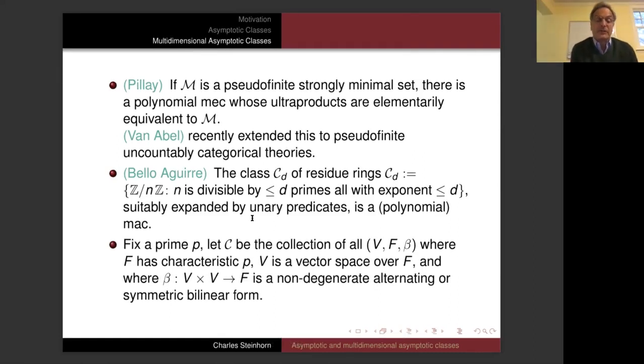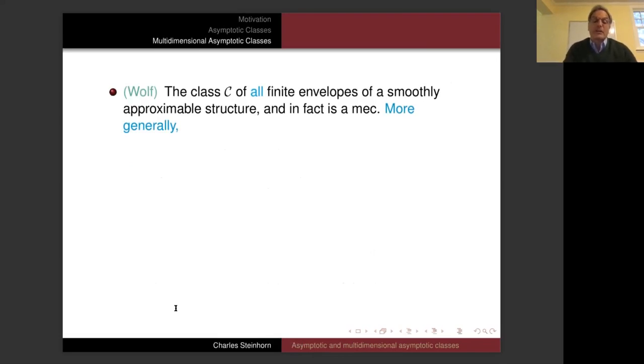And then another example is if you fix a prime P and you look at the collection of all vector spaces with a non-degenerate bilinear form, where you have to fix it to be either alternating or symmetric, then this is also going to be a MAC. Then really digging into the work of Cherlin and Hrushovski in their monograph, the class of all finite envelopes of a smoothly approximable structure is a MAC, and it turns out to be a polynomial MAC. And this extends what Richard Elwes did, because he had to pick out, in order to get an asymptotic class, a specific set of finite envelopes. This says you can use all of them.